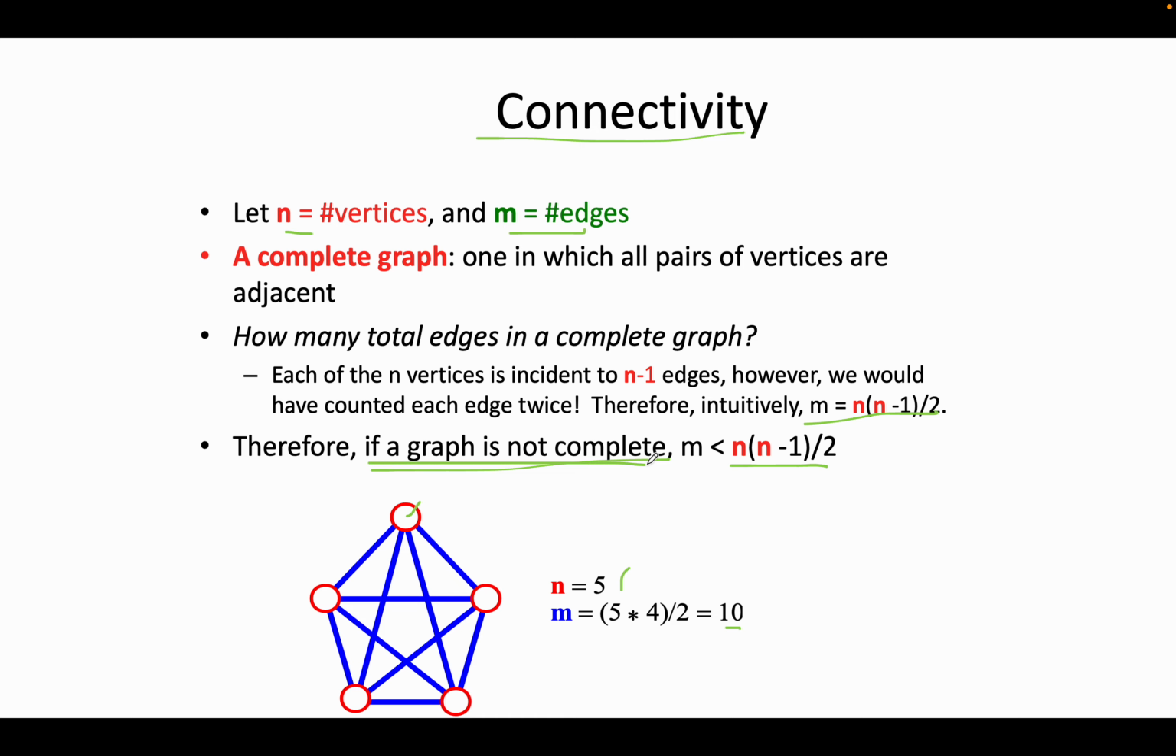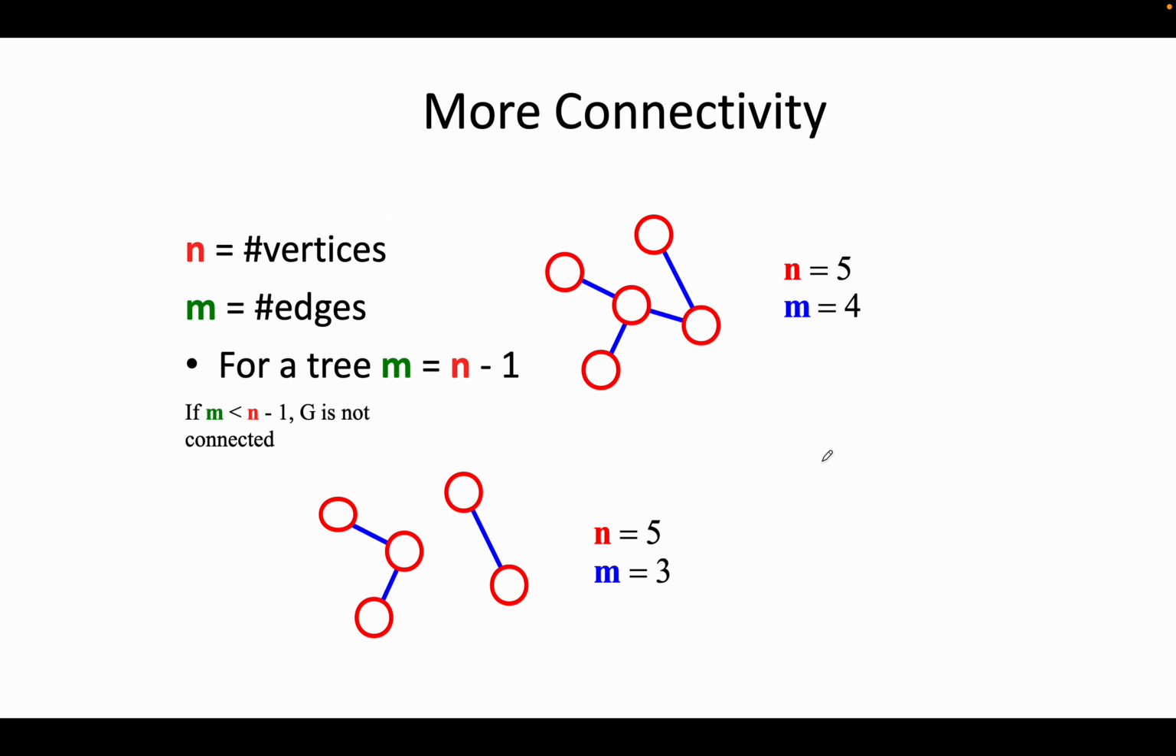if the graph is not complete, then M is supposed to be less than this number, but actually it's not. Okay. Same thing, so we can also use M and N to calculate how many M and how many N that we have, and then we can check that if M is less than N minus 1, G is not connected. So this is how we can check the connectivity.